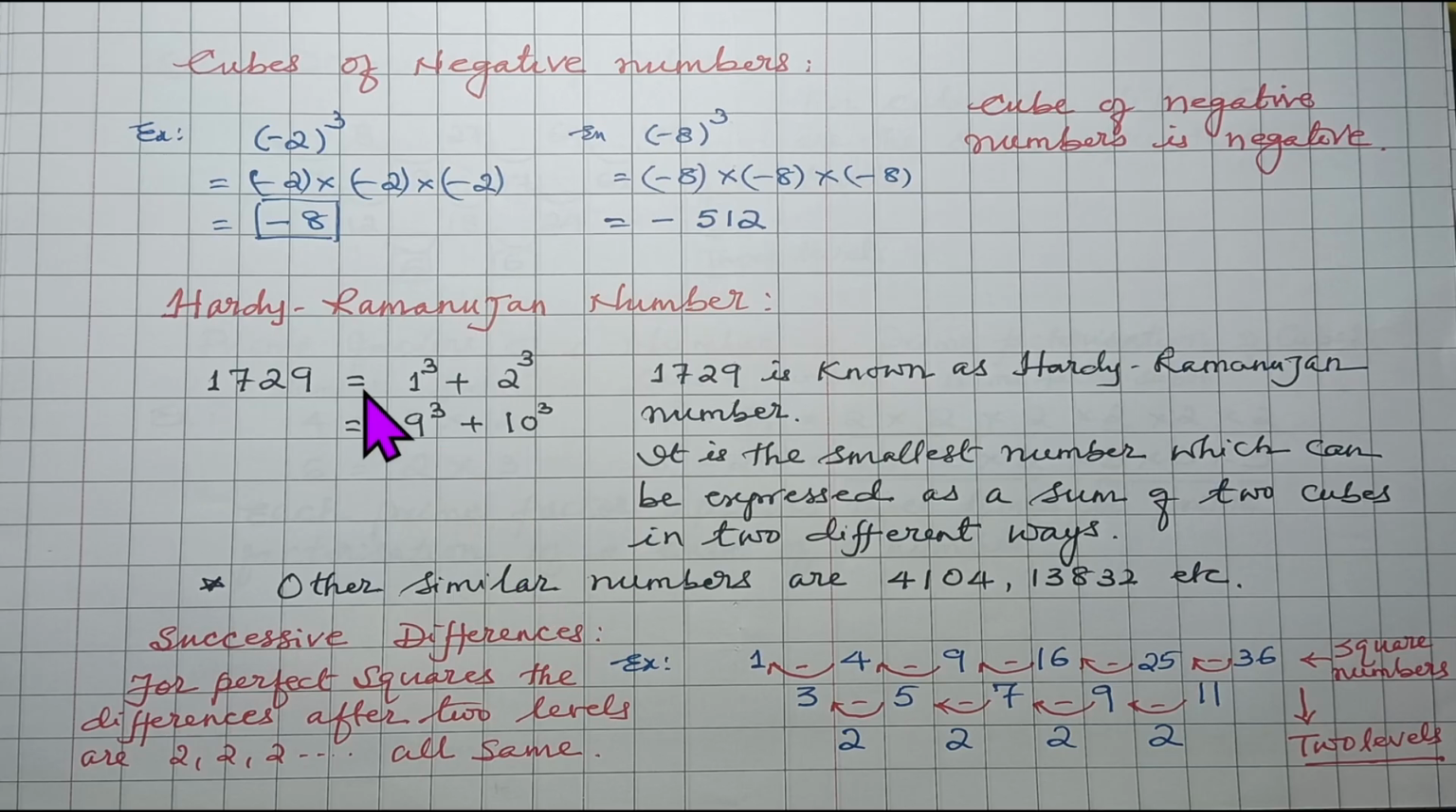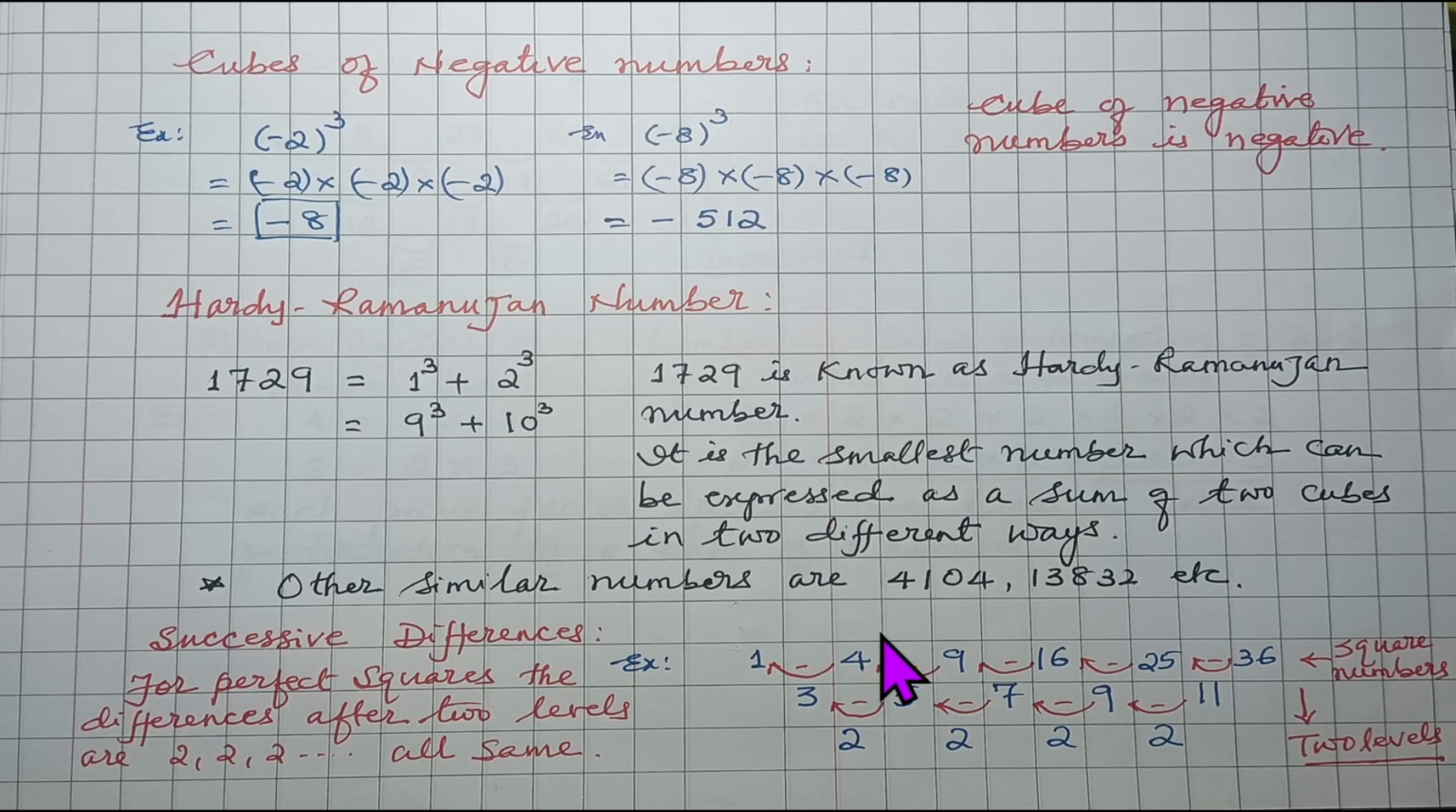Now the other similar numbers which also provide 2 different ways of writing a sum of 2 cubes are 4104 and 13832. This is just for knowledge, remember that. Now this is again an interesting property of cubes and squares rather. Successive differences for perfect squares: the differences after 2 levels are 2, 2, 2 and the same.